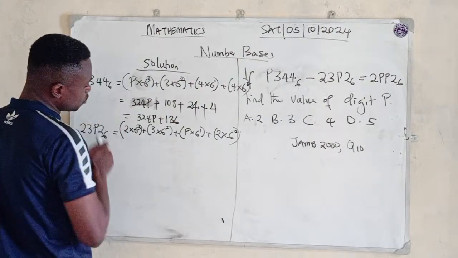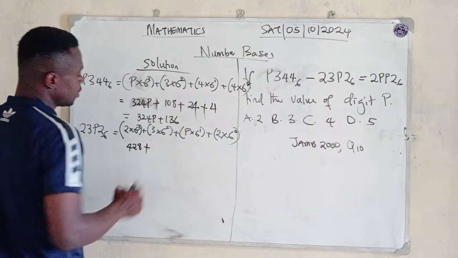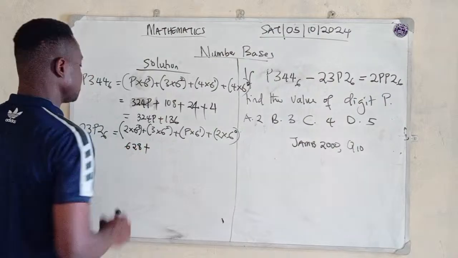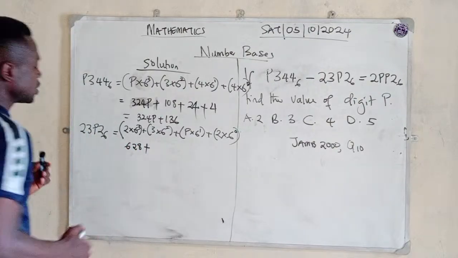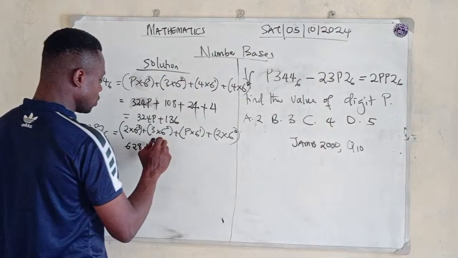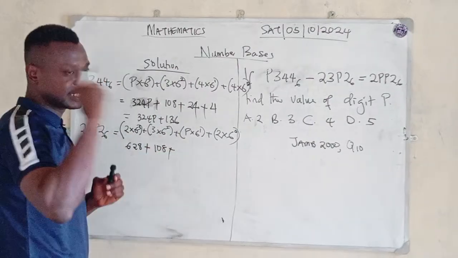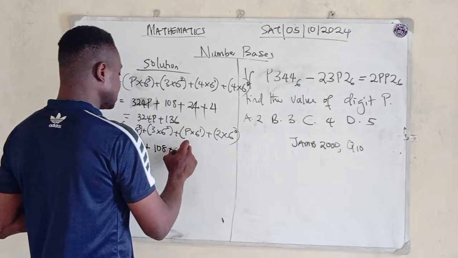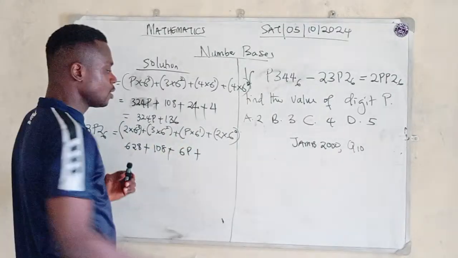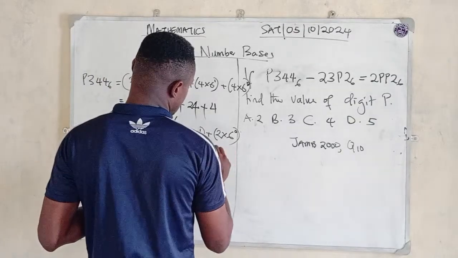324 times 2 is 648. So here is 648 plus 6 raised to power 2, which is 36. 36 times 3 is 108, plus 6 raised to power 1 is 6. 6 times p is 6p, plus 6 raised to power 0 is 1. 1 times 2 is 2.